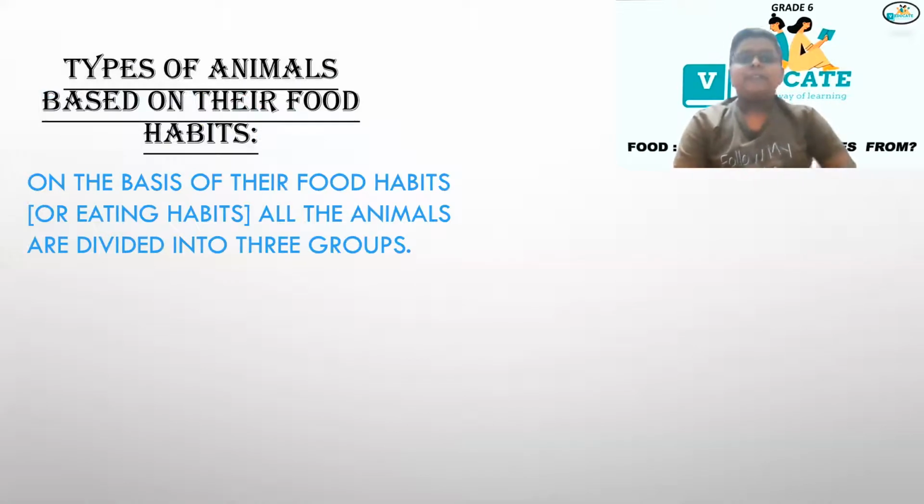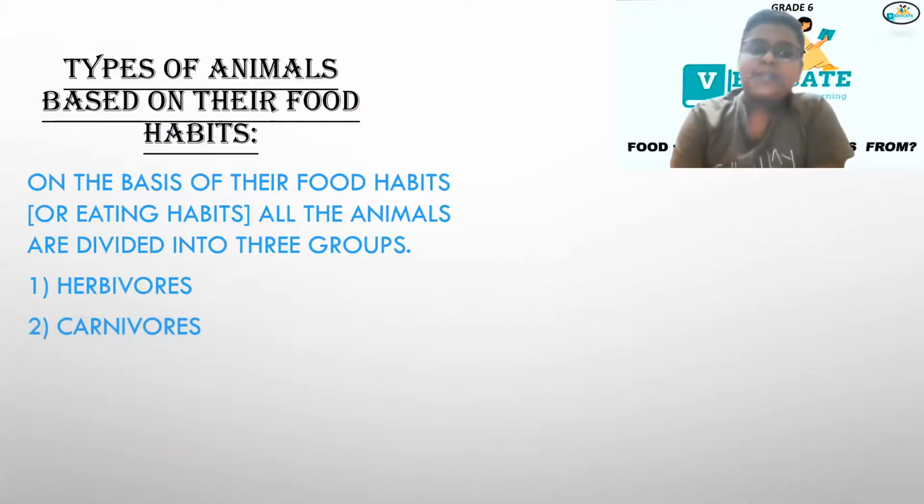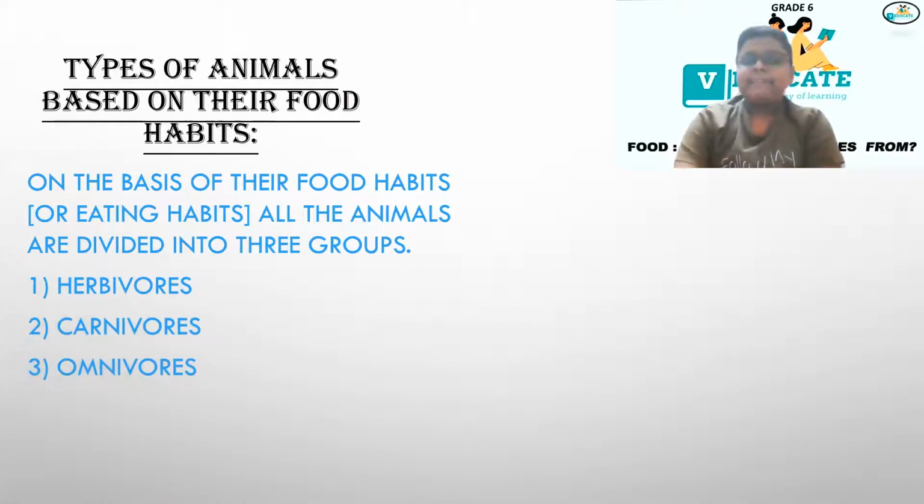On the basis of their food habits or eating habits, all the animals are divided into mainly three groups. Let's see what they are: herbivorous, carnivorous, and omnivorous. Let's see the definition of these three and also examples of these.